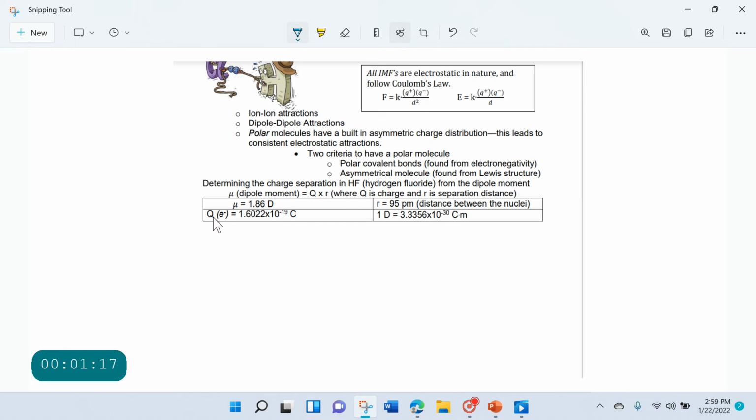Well, what is Q? Q is measured in coulombs. This is the charge of an electron. And Debye here can also be converted to coulombs per meter. And then we have the R, which is separation distance, can be measured in picometers.